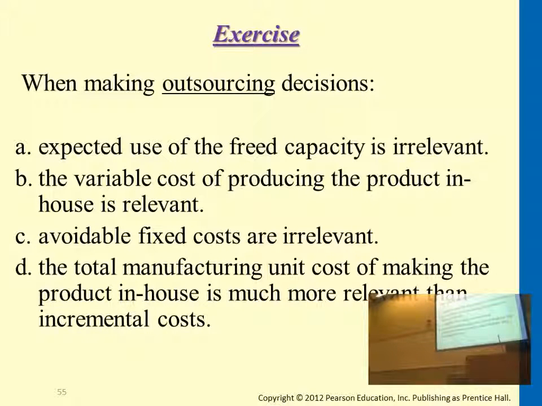It's relevant, free capacity. It's usable sometimes for other products. Avoidable fixed costs are irrelevant. You also consider avoidable fixed costs. Remember the example we went over with the 50,000 and 40,000. So we avoided 10,000 fixed costs, so that's also important. What about D? What's wrong with D?